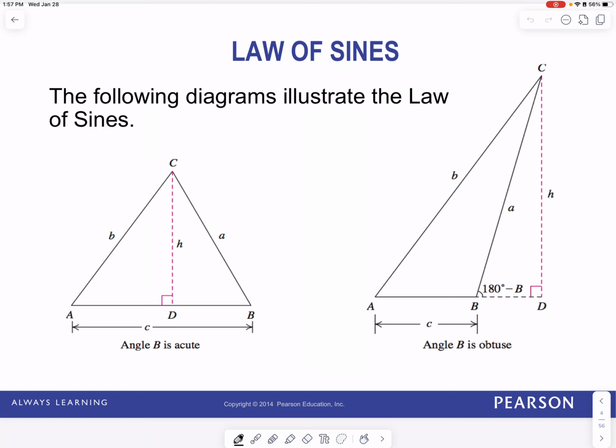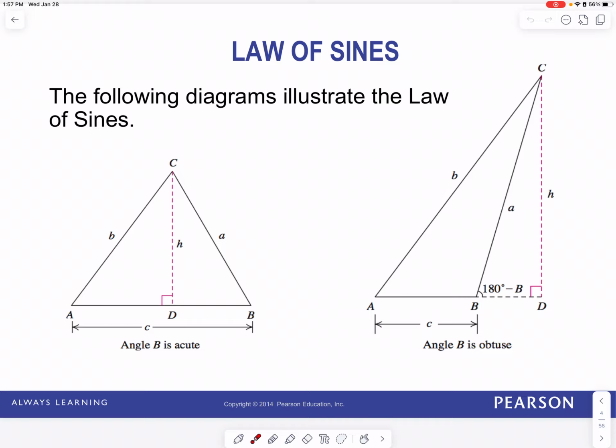So first we have the law of sines. The following diagram illustrates the law of sines. So let's look here. Angle B is acute right here, acute meaning less than 90.